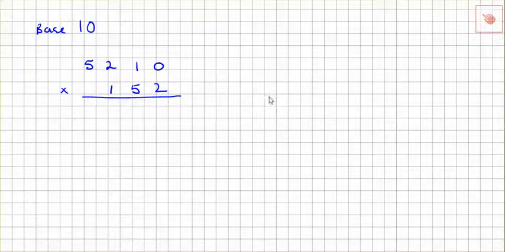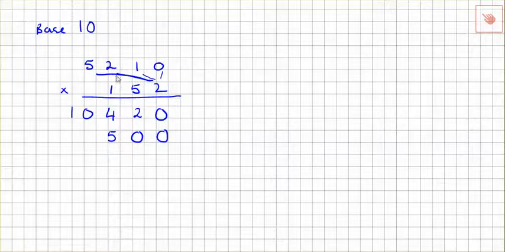Well, you would do 2 times 0, 0. 2 times 1 is 2. 2 times 2 is 4. 2 times 5 is 10. Now we do the 5. We have to add a 0. 5 times 0 is 0. 5 times 1 is 5. 5 times 2 is 10. So you put the 0 there and the 1 under the 2.